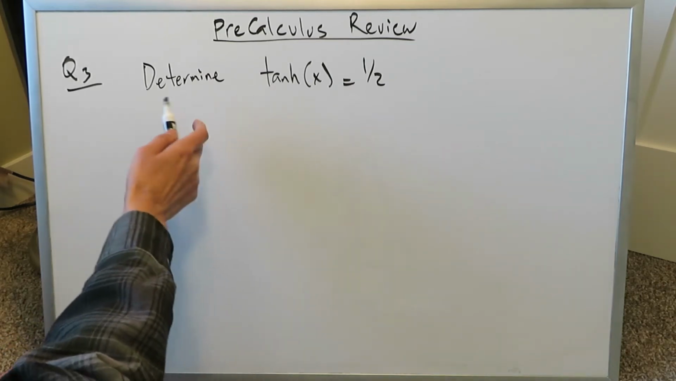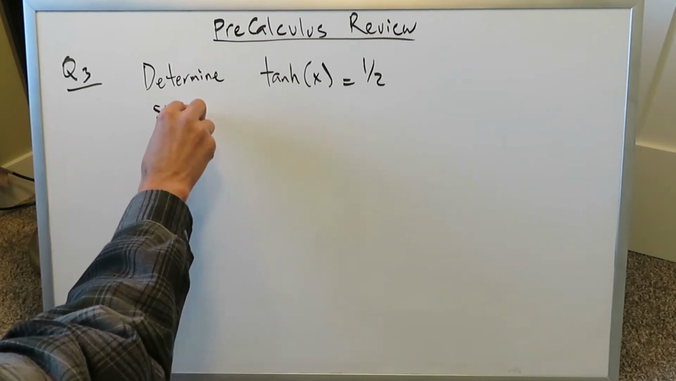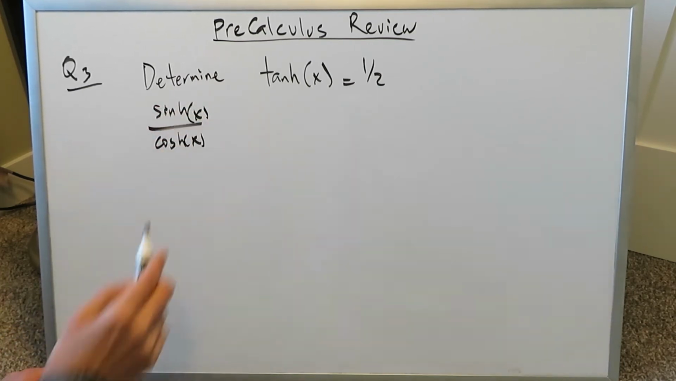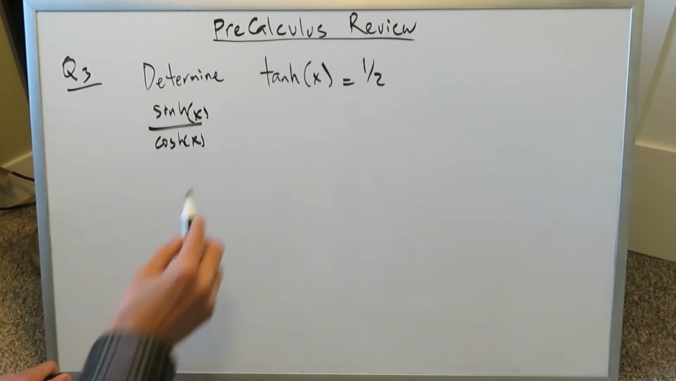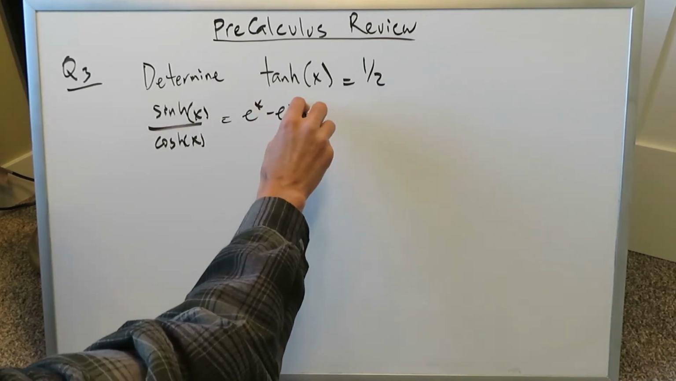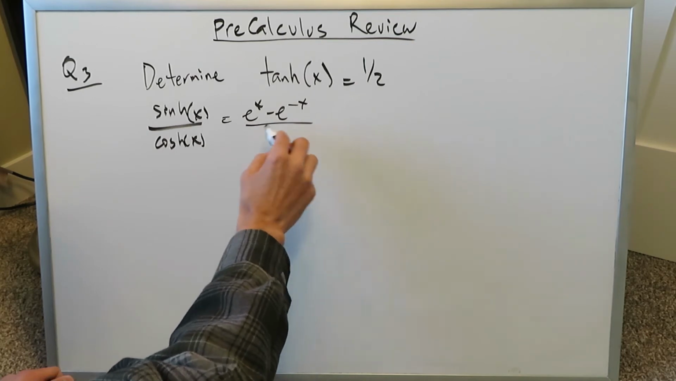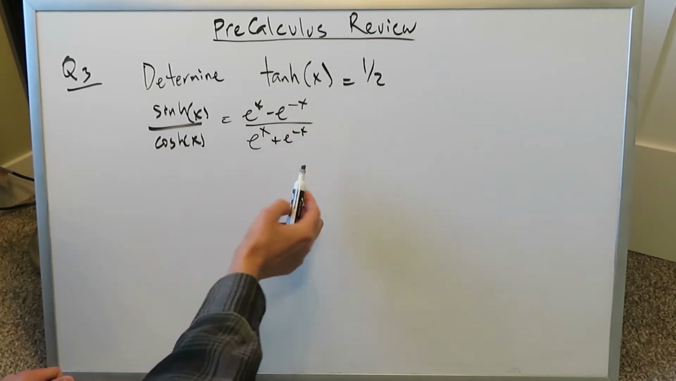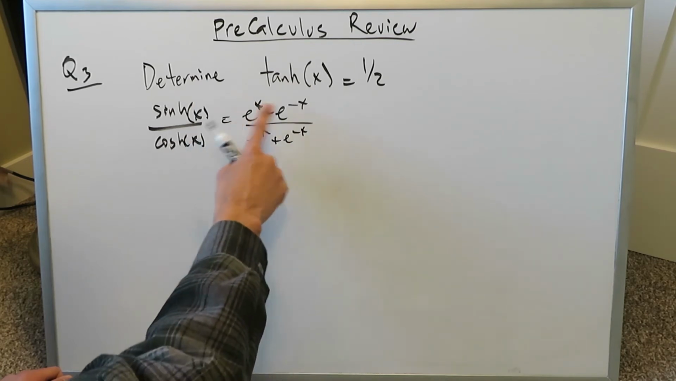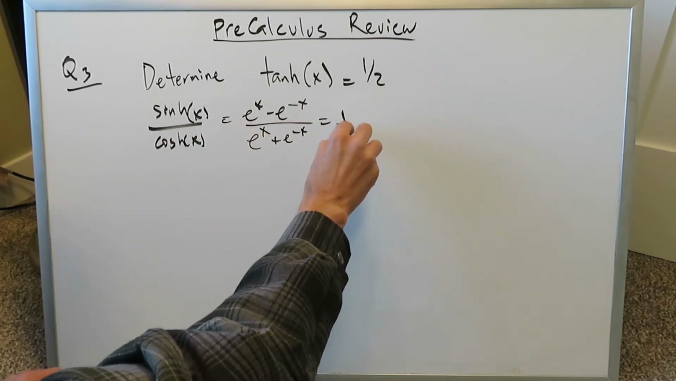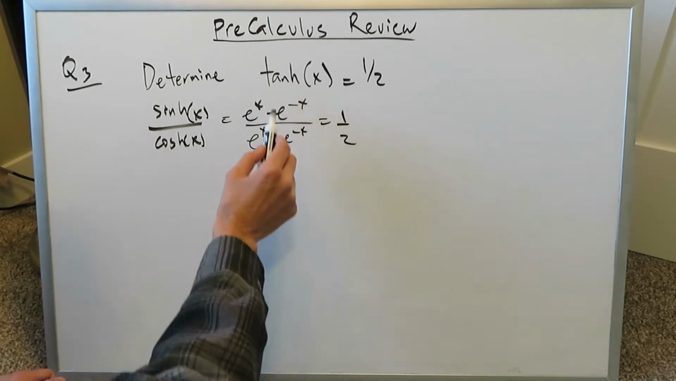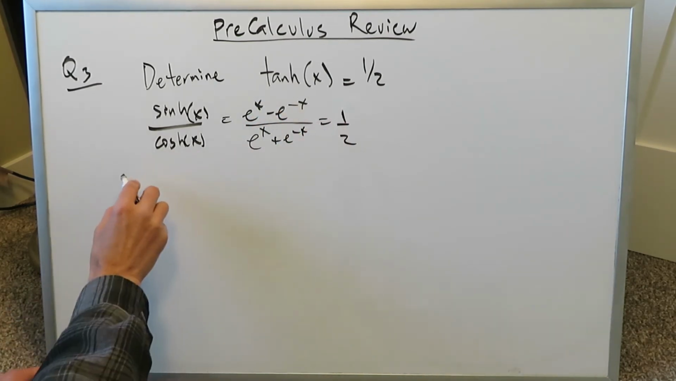We break this hyperbolic tangent into its hyperbolic sine divided by hyperbolic cosine, and we can proceed with that definition. We know hyperbolic sine is e to the x minus e to the minus x over 2. Hyperbolic cosine is e to the x plus e to the minus x over 2. Those over 2's cancel out. We just are left with this, which is equal to 1 over 2. You can easily cross multiply these expressions.